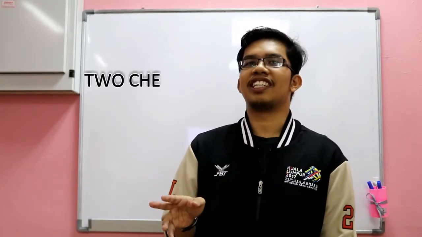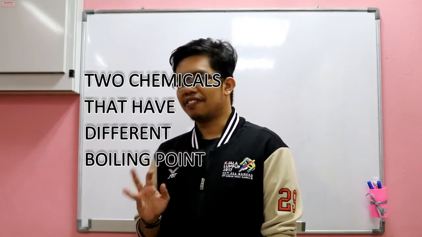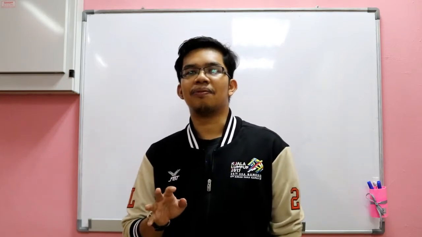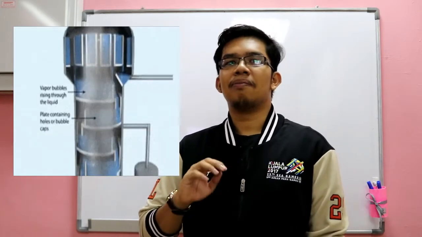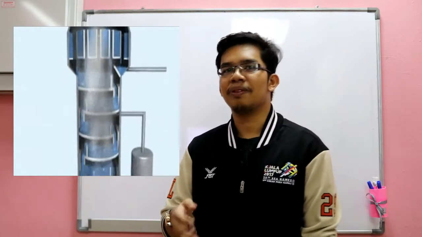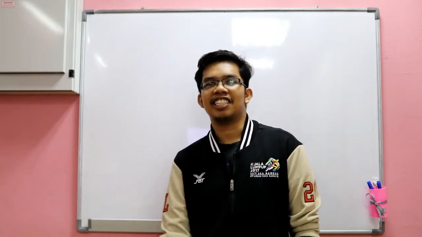In the mixture we use two different chemical components that have different boiling points. So of these two chemical components, the component that has a low boiling point will be more volatile, and the component that has a high boiling point will be less volatile. Okay, so now I want to talk about the basic principle of the distillation column.